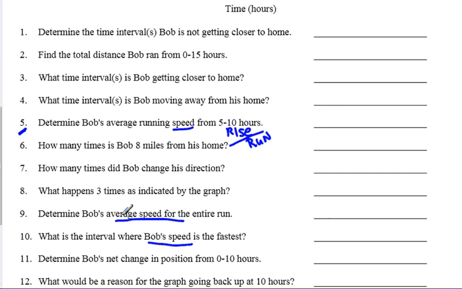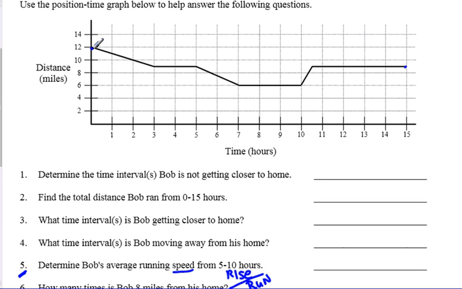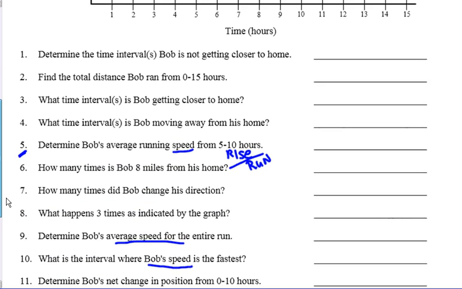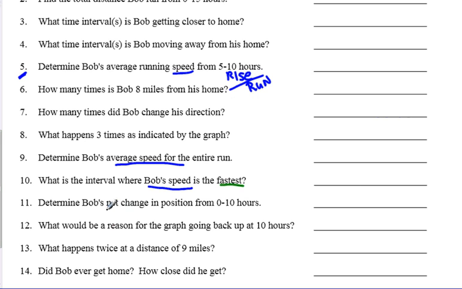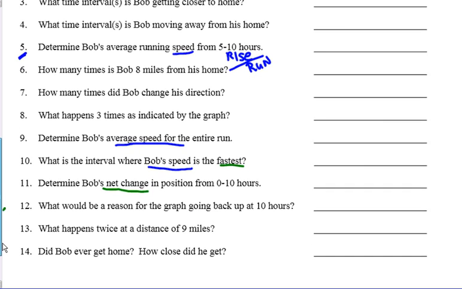Number 9, it says, what's the average speed for the entire run? For number 9, you just take your starting point and your ending point, and you find the slope. And then, what is the interval where Bob's speed is the fastest? You're looking for the steepest slope. Net change means the difference, just the difference in the distance. If you want to make yourself a note, difference in the distance from 0 to 10 hours. How far did Bob travel in that time?